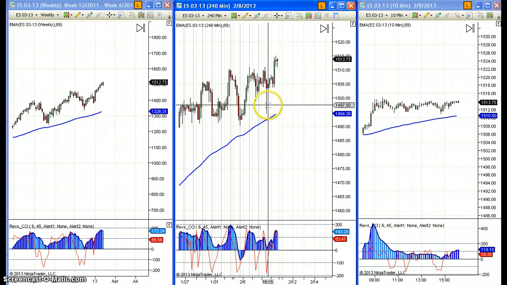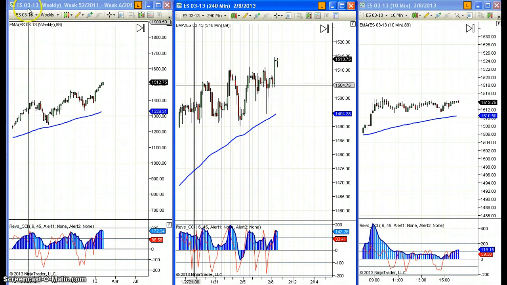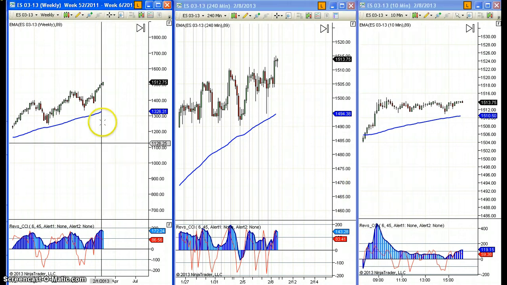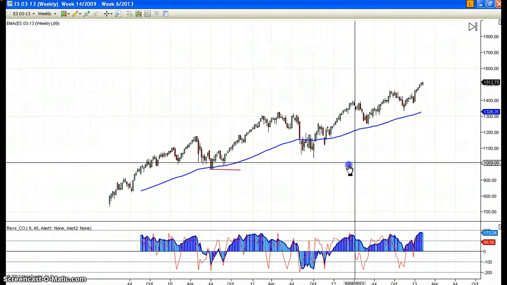And you can see here we have the ES, which is everybody's baby and go-to product, and we're doing the March contract. Not that that matters, but anyway. So let's start with the higher time frames. Let's blow this up. I've got a weekly chart here.